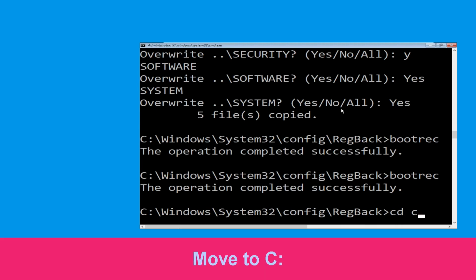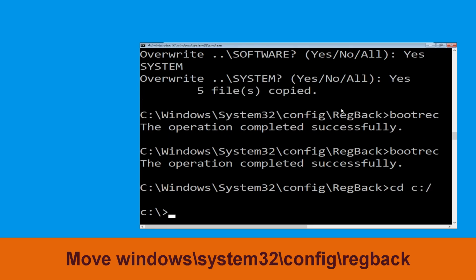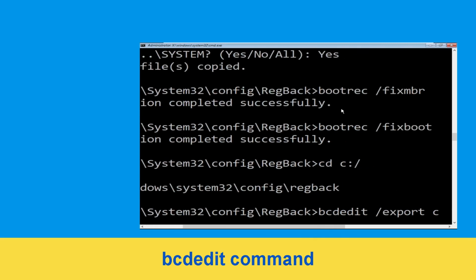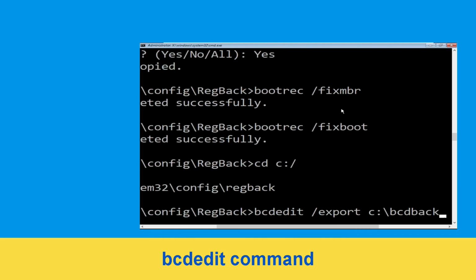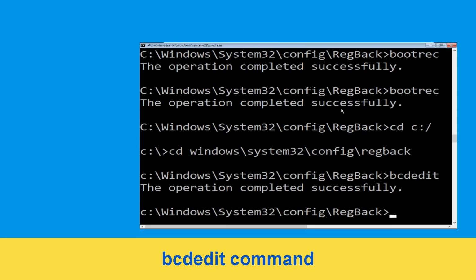Now execute this command cd space c:/. Now type cd space Windows/System32 config /regback and hit enter to execute. Now execute this command. Type bcdedit space /export space c:/ bcdbackup and simply hit enter to execute this command. Then move to the next one.